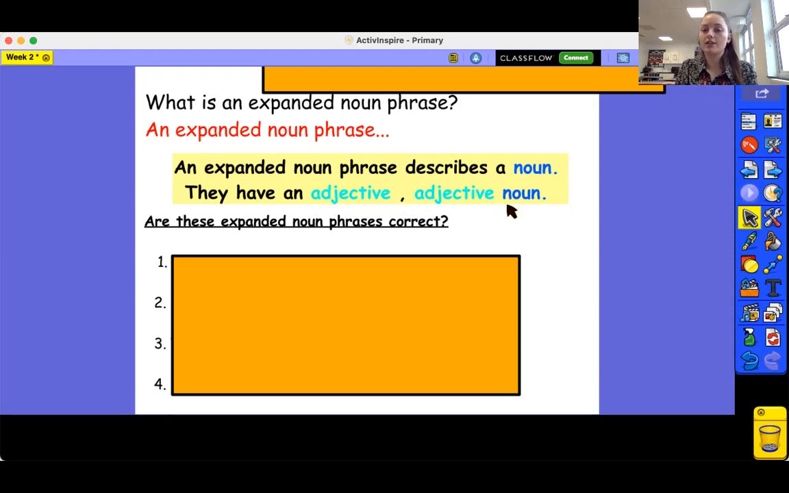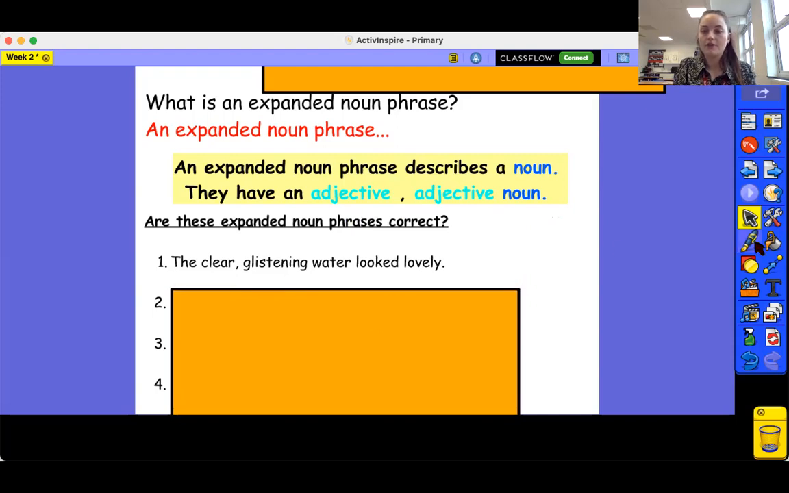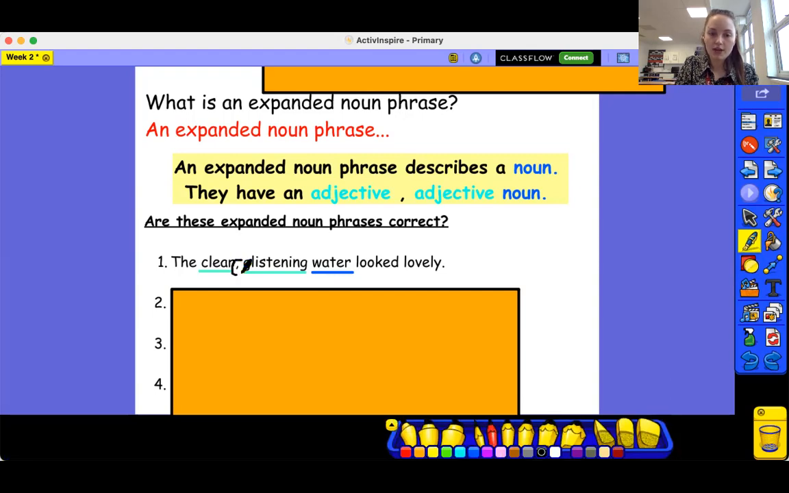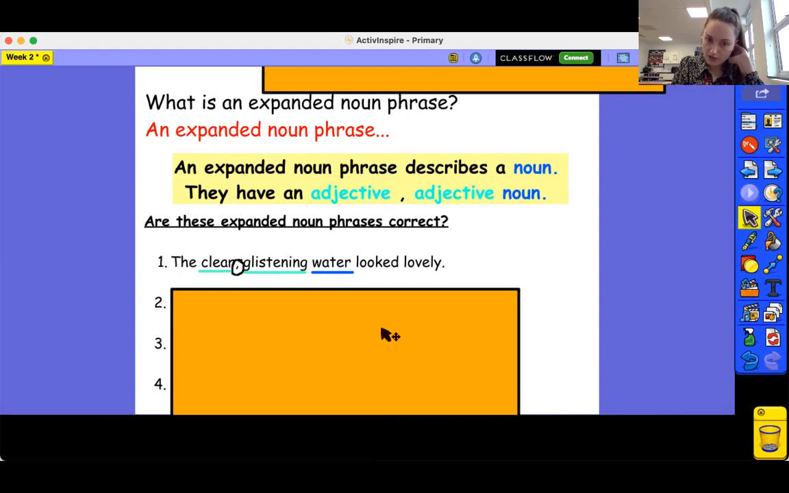Adjective, comma, adjective, noun. Now we're going to have a look at these sentences and decide if they've used expanded noun phrases correctly. Here is my first one. The clear, glistening water looked lovely. So we're looking to find an adjective, a comma, another adjective, and a noun. So I can see that clear is an adjective, glistening is an adjective, and water is the noun. So the water was clear and glistening, and the person that's done this has also remembered to put their comma between the two adjectives. Now that I've shown you one, I want you to give the rest a try.